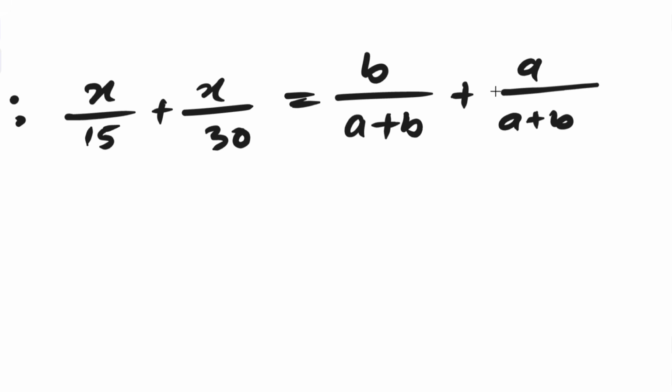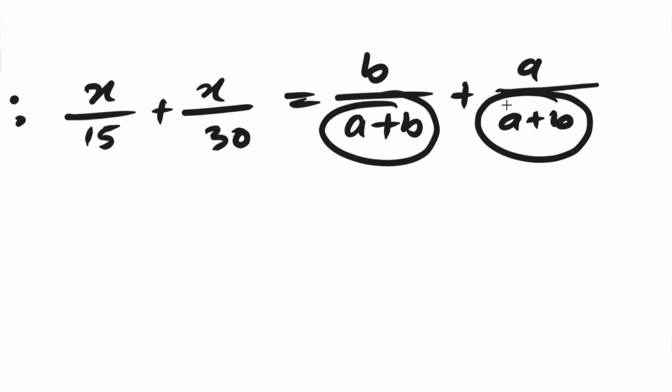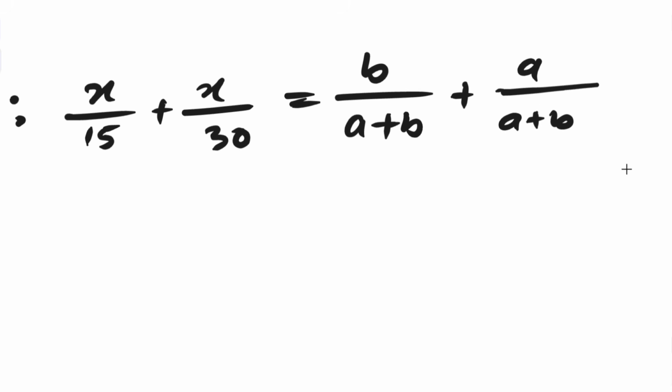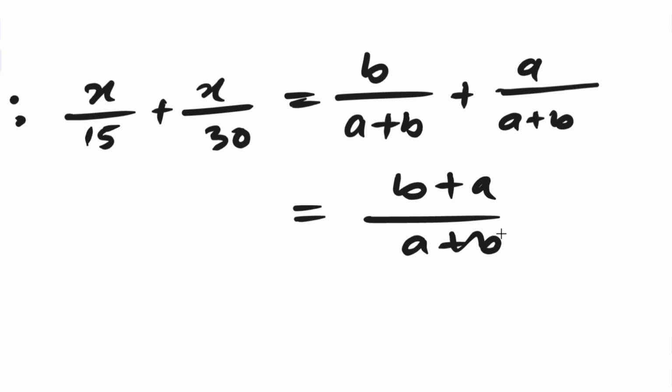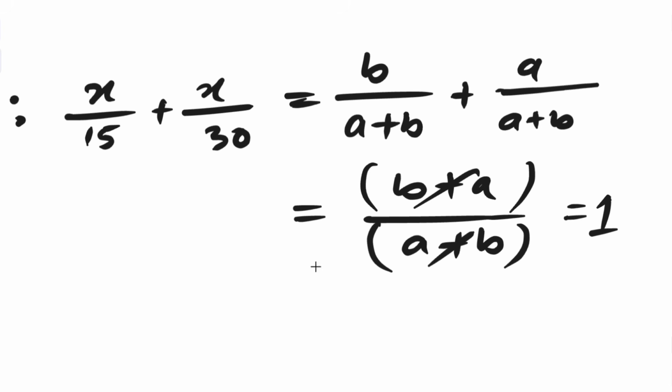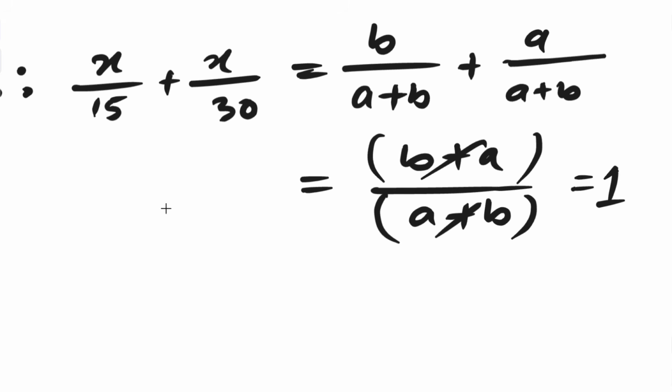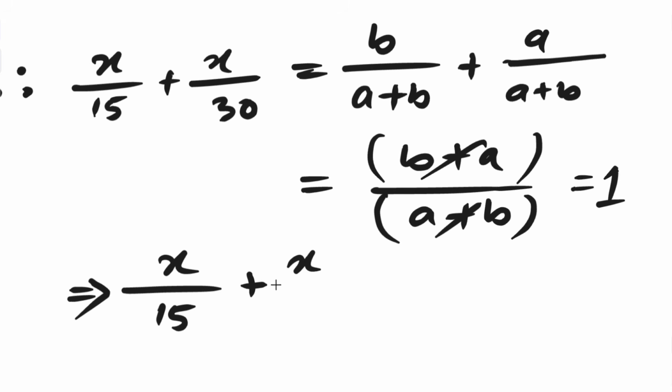Now, look carefully at the right-hand side. Both fractions have exactly the same denominator, A plus B, so we can combine their numerators. That gives B plus A divided by A plus B. And because B plus A is the same quantity as A plus B, this becomes A plus B divided by A plus B, which equals 1. This is the beautiful cancellation that makes the problem so simple. So now our equation is x divided by 15 plus x divided by 30 equals 1.